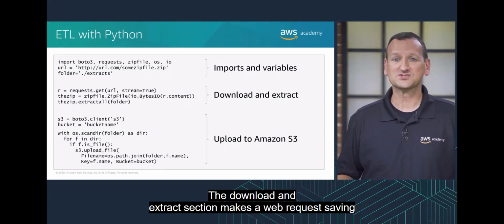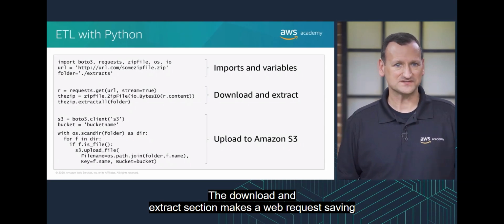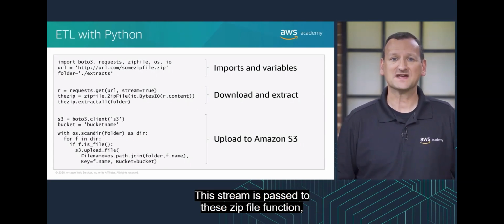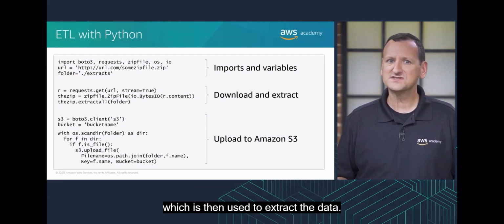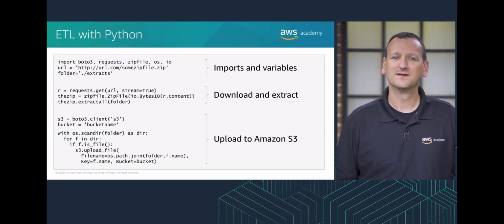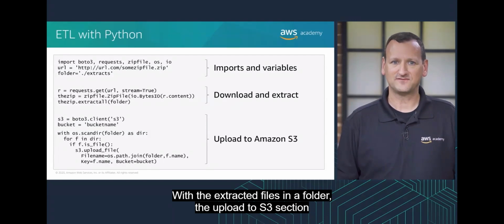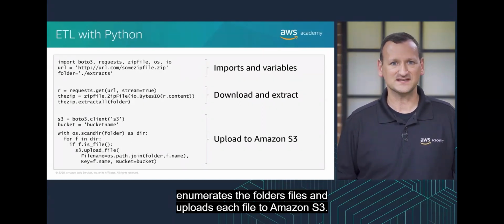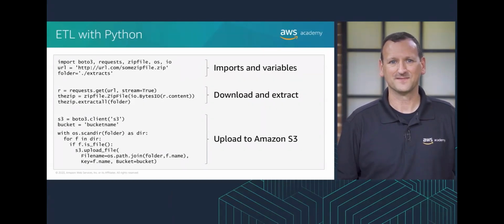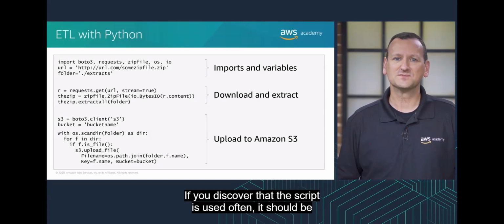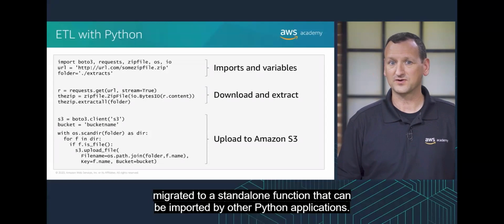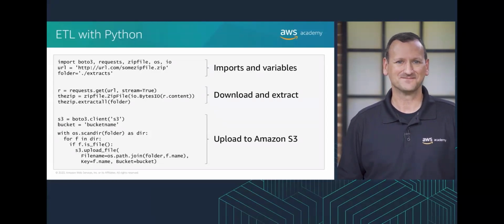The Download and Extract section makes a web request, saving the bytes from the URL as a stream. This stream is passed to the zip file function, which is then used to extract the data. With the extracted files in a folder, the Upload to S3 section enumerates the folder's files and uploads each file to Amazon S3. If you discover that this script is used often, it should be migrated to a standalone function that can be imported by other Python applications.